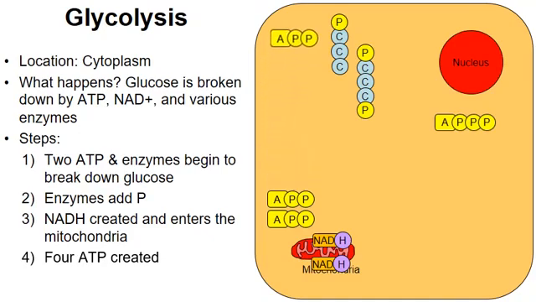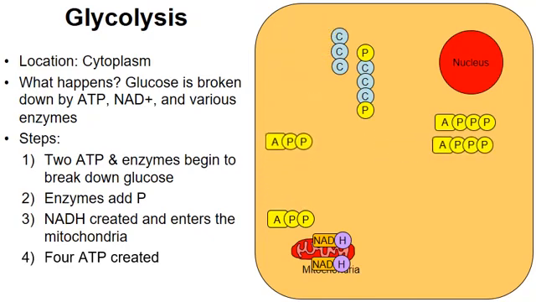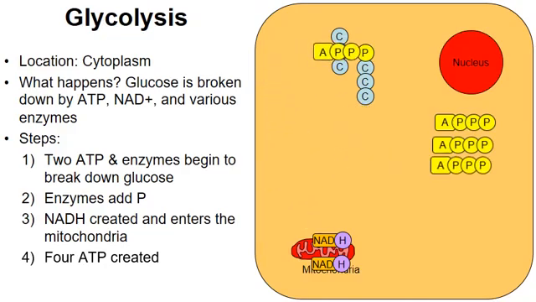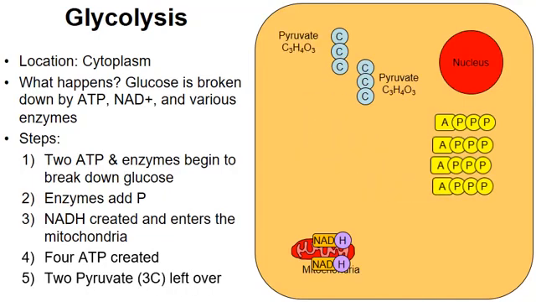An ADP, with the help of an enzyme, will strip off one of those phosphates to make ATP. ADP strips off a phosphate to make ATP. And ADP again strips off a phosphate with the help of enzymes to make ATP. And what we're left with, what was once glucose, is now these 2 molecules called pyruvates. And the pyruvates are going to be very useful in the Krebs cycle coming up.